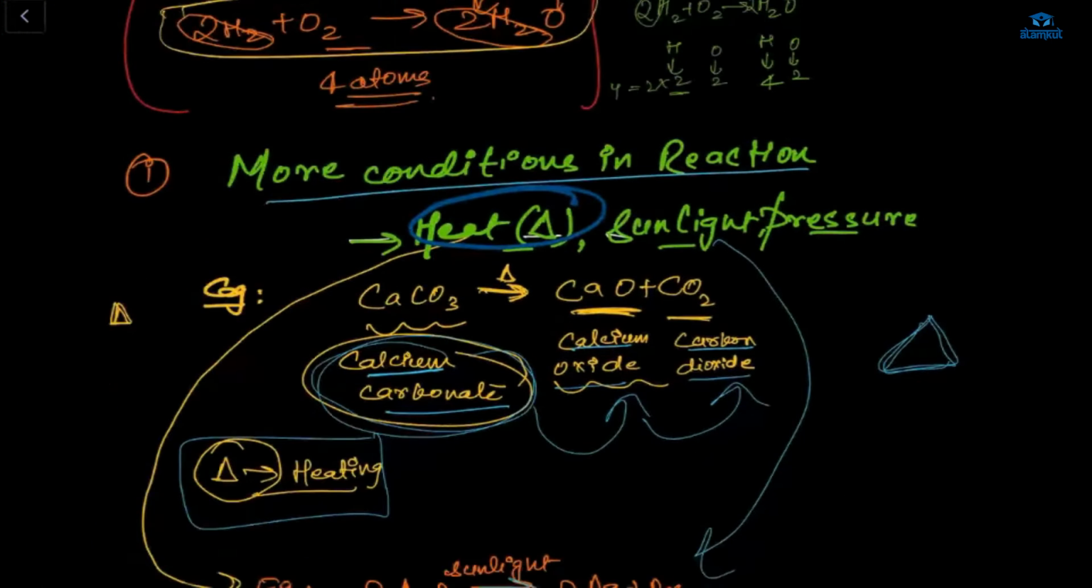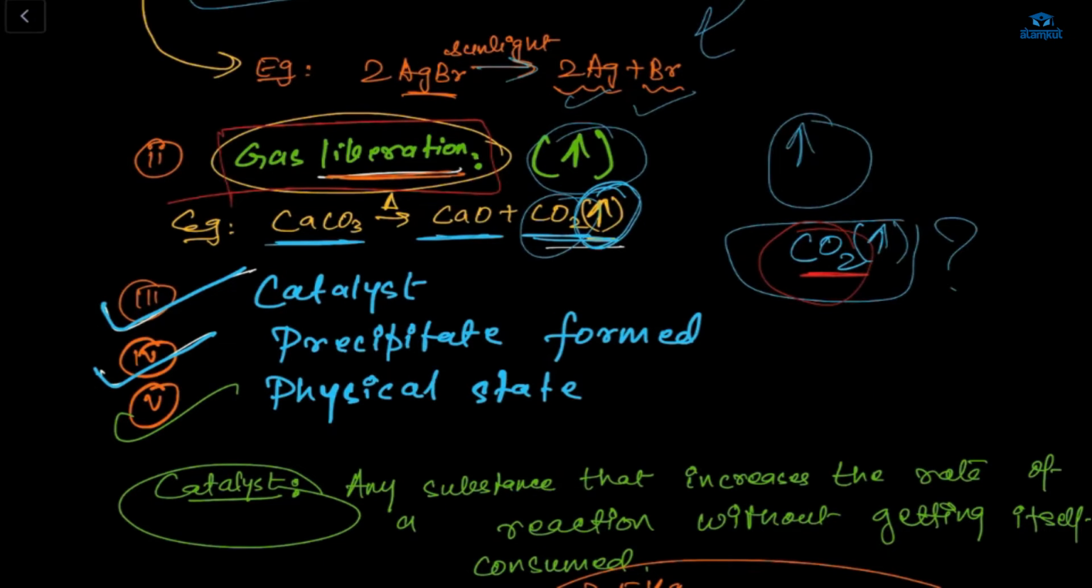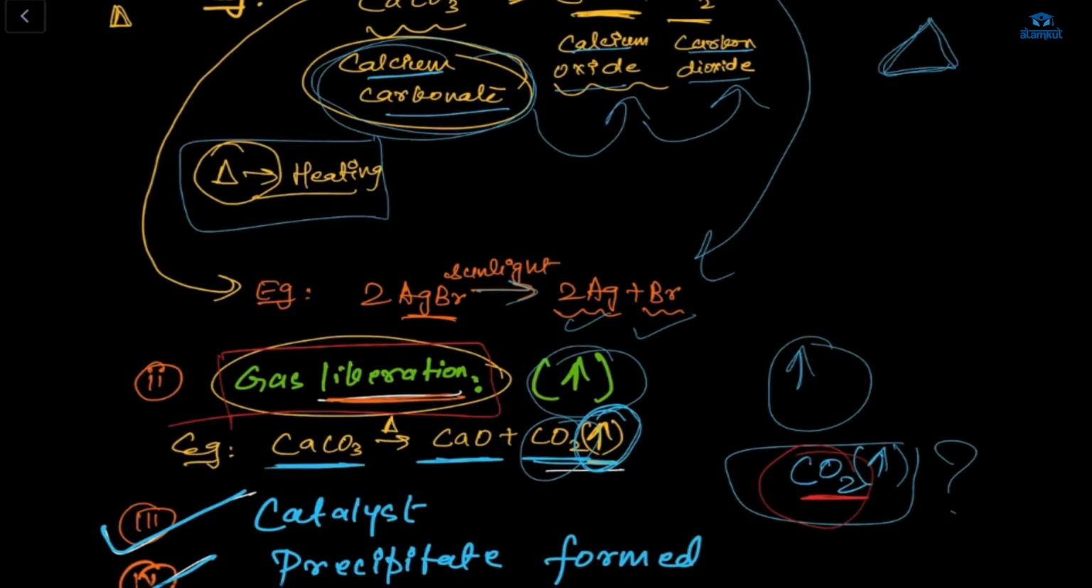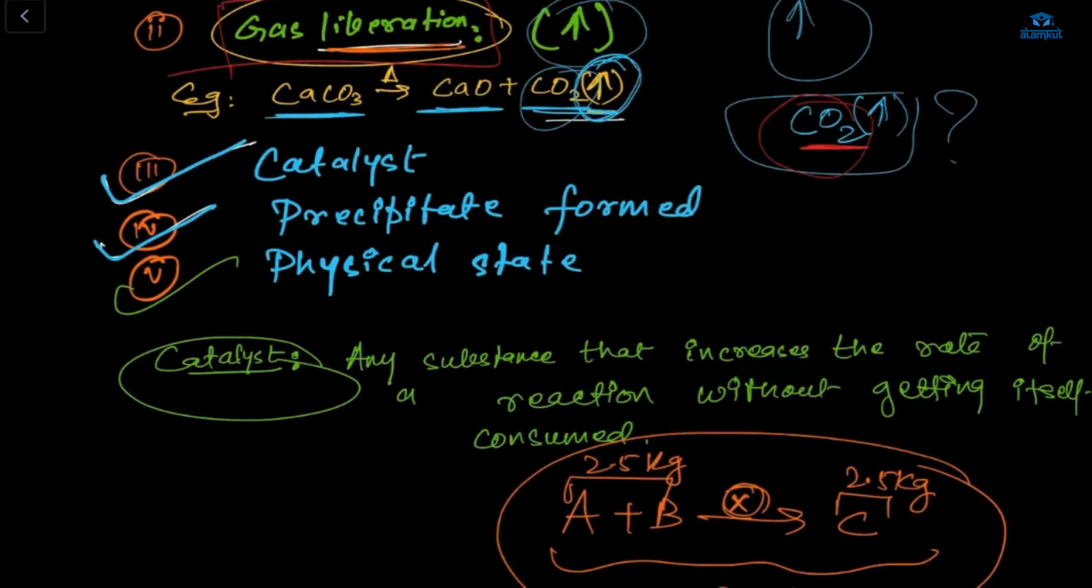We have discussed one more condition in reaction, the heat one. What is the symbol of heat, Navya? Is it delta? Yes, the delta, the triangle one. Correct. Now, let me talk about the catalyst, precipitate, formed, and physical state.